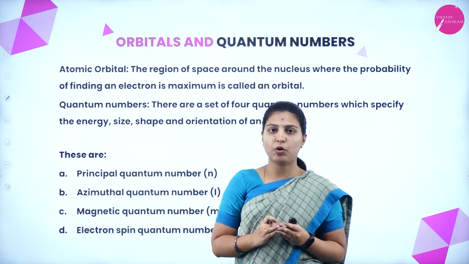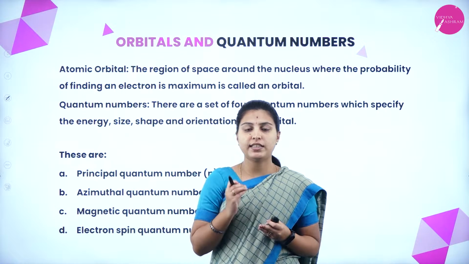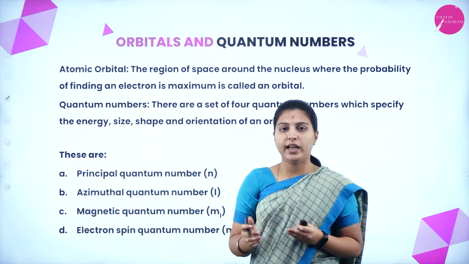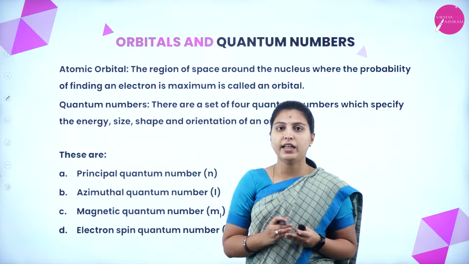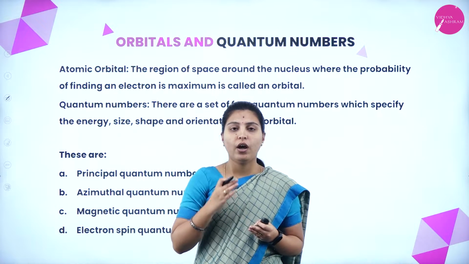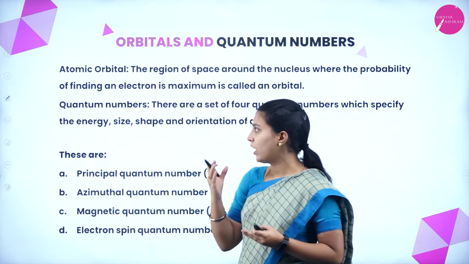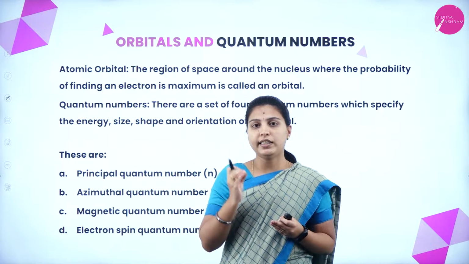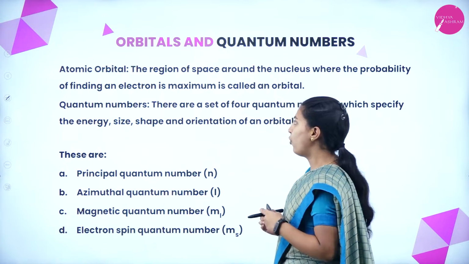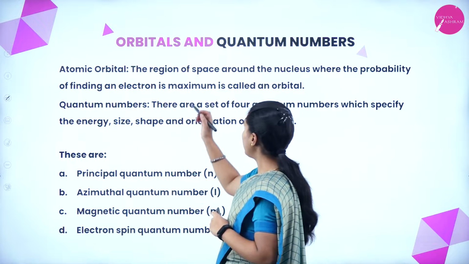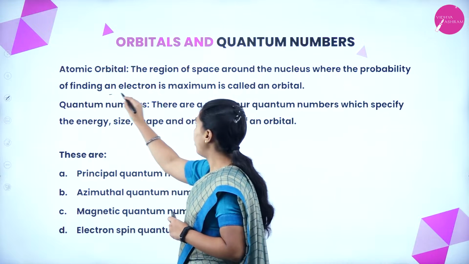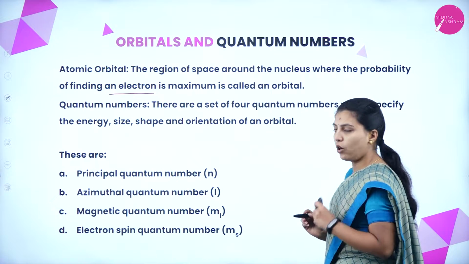What is the quantum mechanical model? It is the branch of science which studies the motion of microscopic objects. Werner Heisenberg and Erwin Schrödinger gave an equation for the hydrogen atom, and after that they gave the quantum mechanical model. In that, the important feature is atomic orbitals. So we'll see what an atomic orbital is. The region of space around the nucleus where the probability of finding an electron is maximum is called an orbital.